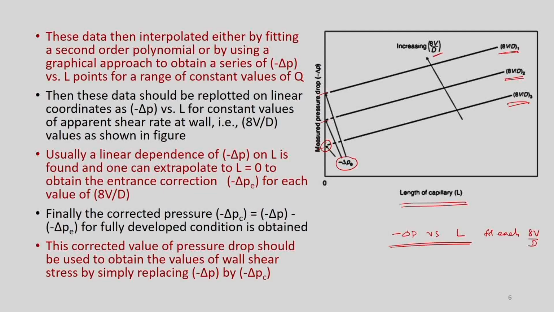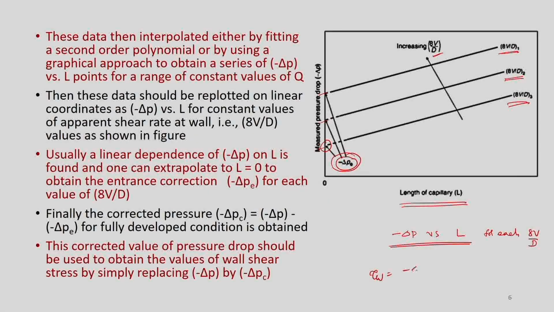So, from the experimental minus delta P, you have to subtract this minus delta P E to get the corrected pressure drop, minus delta P C. That minus delta P C should be used in the expression tau W equals minus delta P by L times R by 2. Here, in place of minus delta P, you have to use minus delta P C, where minus delta P C is nothing but minus delta P minus minus delta P E.